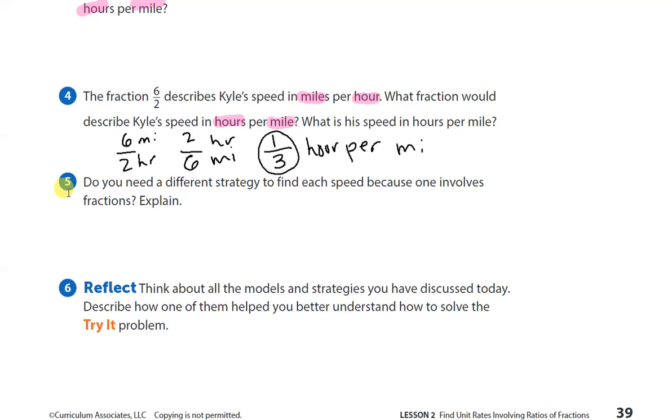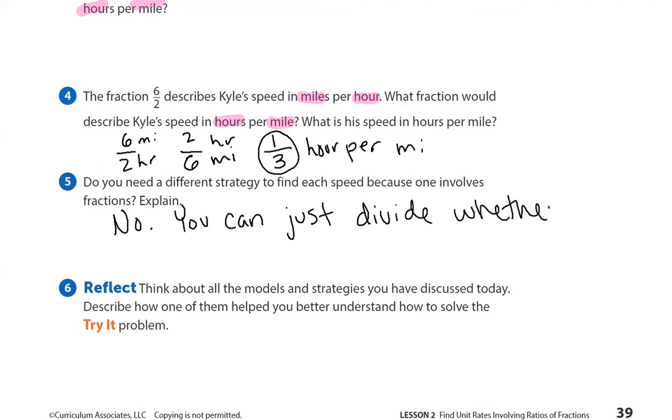Do you need a different strategy to find each speed because one involves fractions? Do you need different strategies? Let's see. I'm going to say no. You can just divide, whether they're fractions or not, thanks to the glory that is complex fractions. I won't write that part.